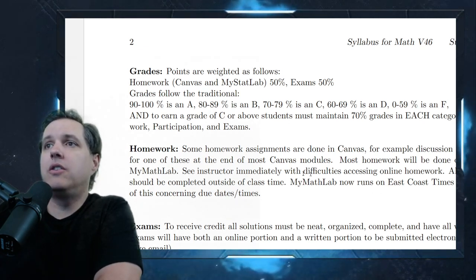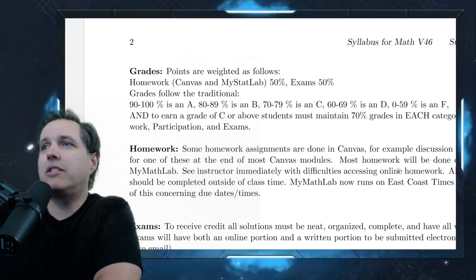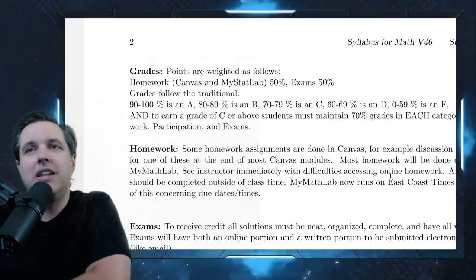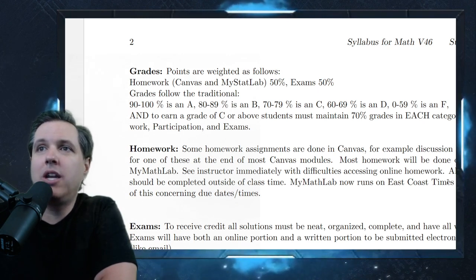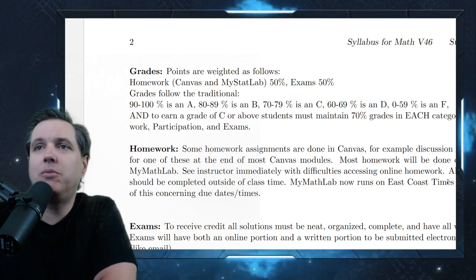Then you'll be in MyMathLab. I did get it changed to West Coast times. They changed the settings on MyMathLab, but it should be running on West Coast times now, so we should be good to go.